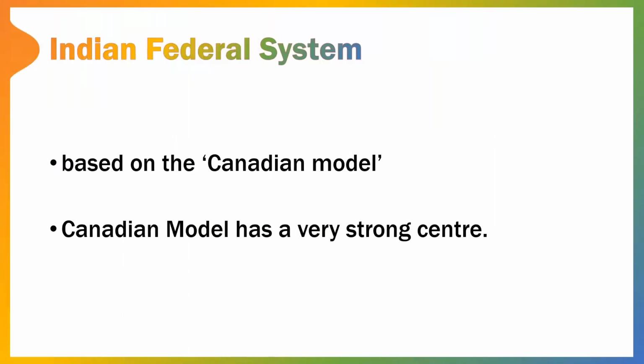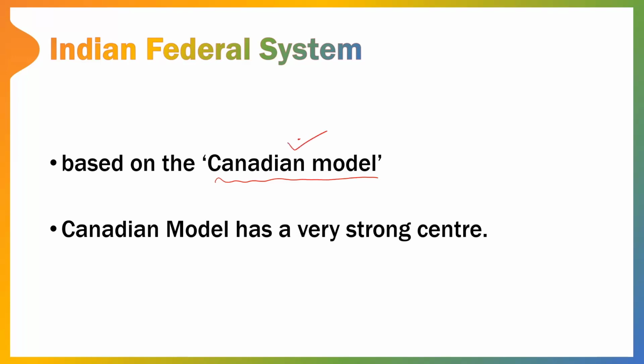So basically the Indian federal system is based on the Canadian model. We are not using the American model of the federal system. Now the question is, what is the difference between the American and the Canadian model? The Canadian model differs fundamentally from the American model in so far as it establishes a very strong center, though it is a federal system. In India, we also have a very strong center. Still, we are using a federal system. So we strongly resemble the Canadian model, not the American model.